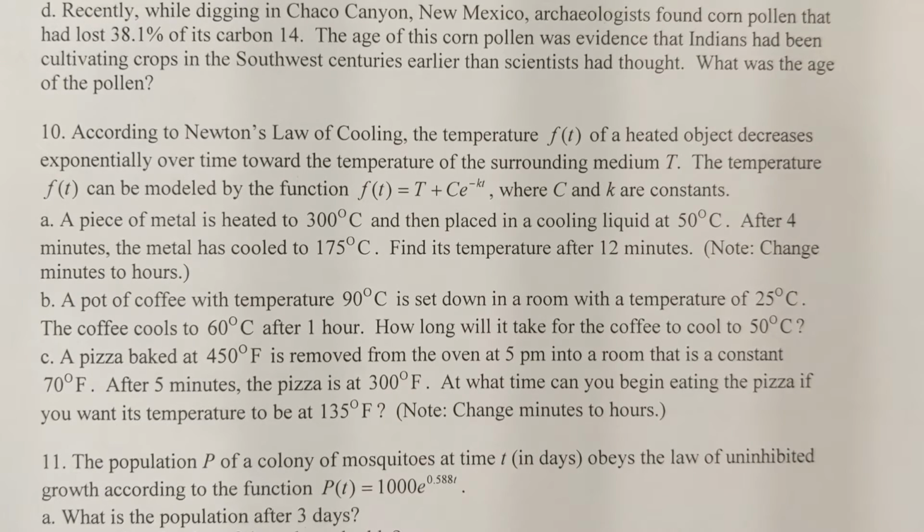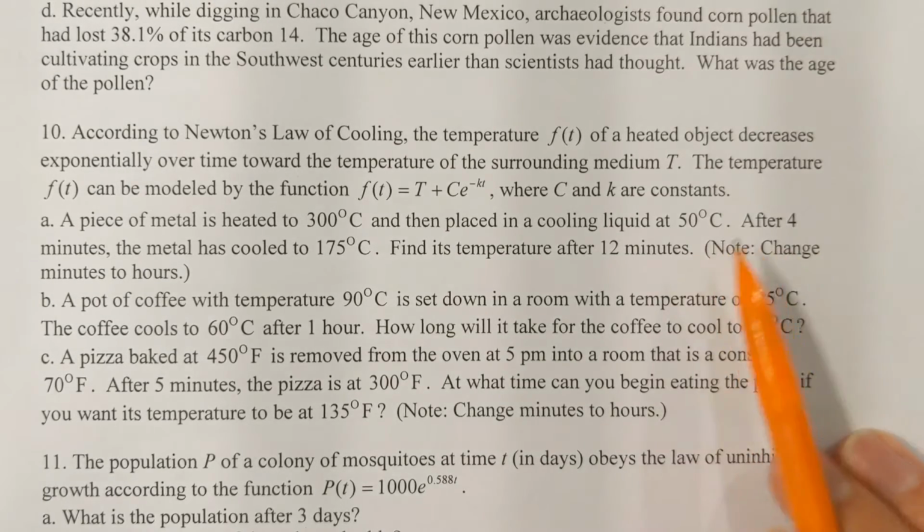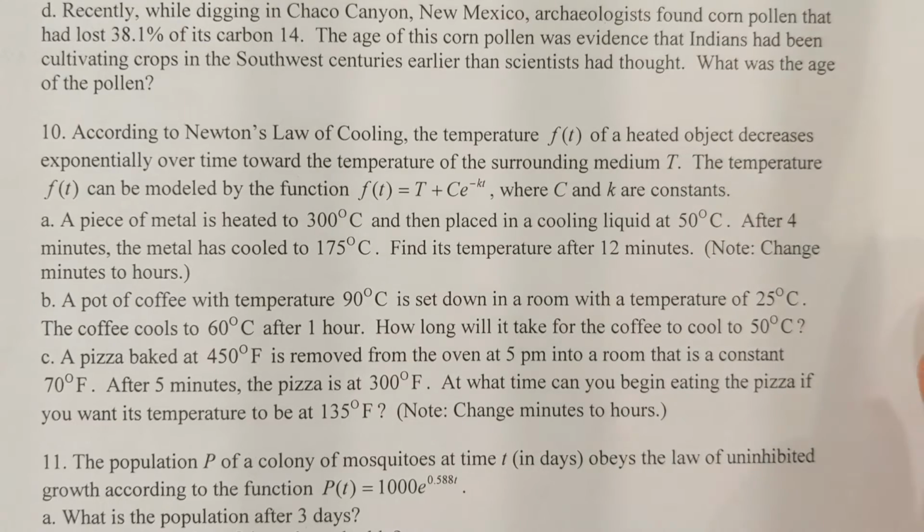All right, let's take a look at part A, where it says a piece of metal is heated to 300 degrees Celsius and then is placed in a cooling liquid at 50 degrees Celsius. After 4 minutes, the metal has cooled down to 175 degrees Celsius. Find the temperature after 12 minutes, and there's a note here, we're going to change minutes to hours.